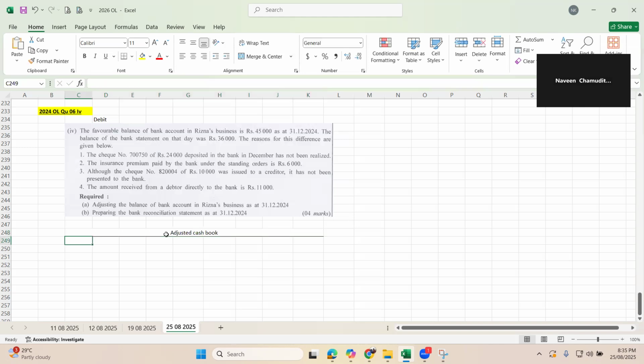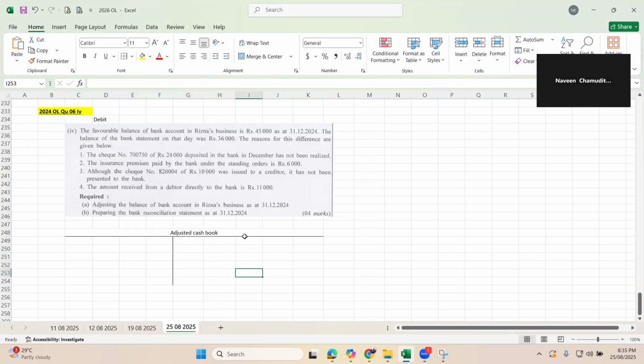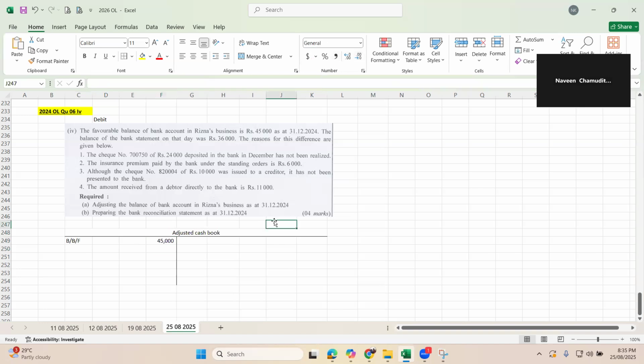Adjusted cash book. To start the adjusted balance, they say the favorable balance of the bank account. This is our accounts, so a favorable balance means debit. It's having a balance brought forward of 45,000. So you record it on the debit because it's a favorable balance. Favorable means it's debit. We'll see what are the things that are coming here.